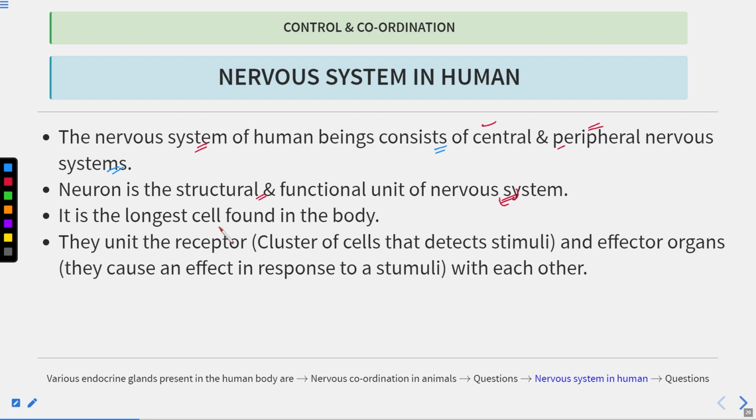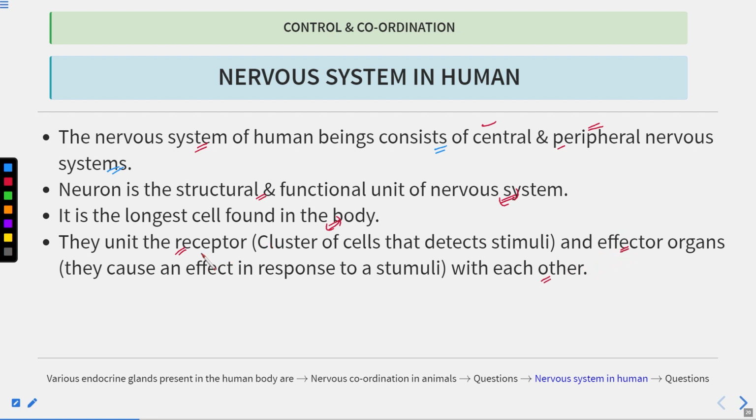Now, it is the longest cell found in the body. Whenever you see the structure of the nerve cell, you can see it is quite elongated, so it is the longest cell found in the body. Now, what is the role of these neurons? They unite the receptor and the effector organs with each other.